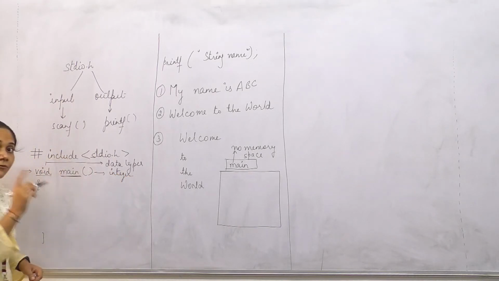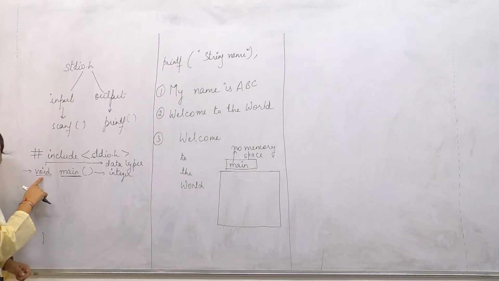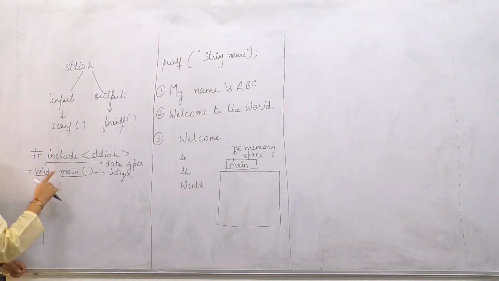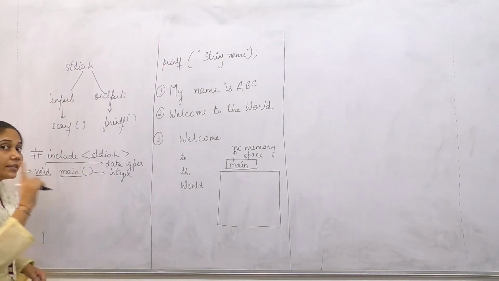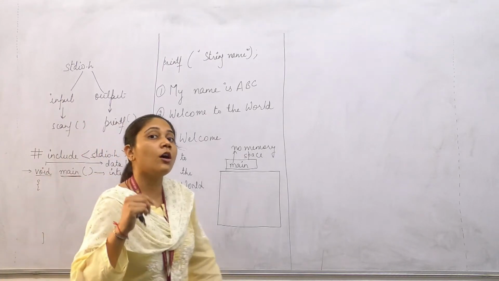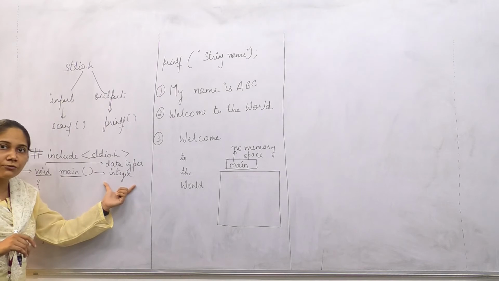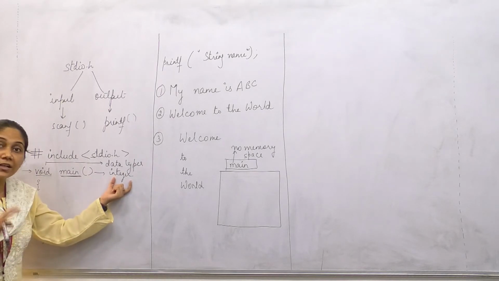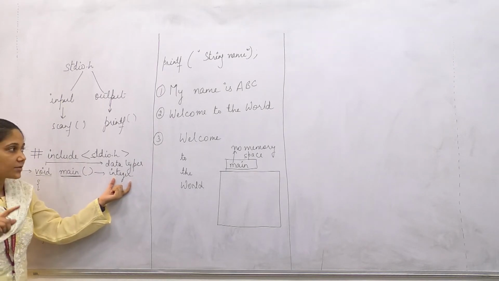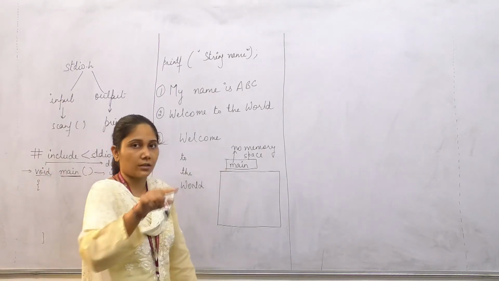Just remember this. If you are not putting anything in front of main, you are not putting void, then by default it is of integer type. And integer takes 2 bytes or 4 bytes, it depends on your machine. So if you are not writing anything in front of main, then it will be an integer and it will occupy some memory space, so that you have to return something.